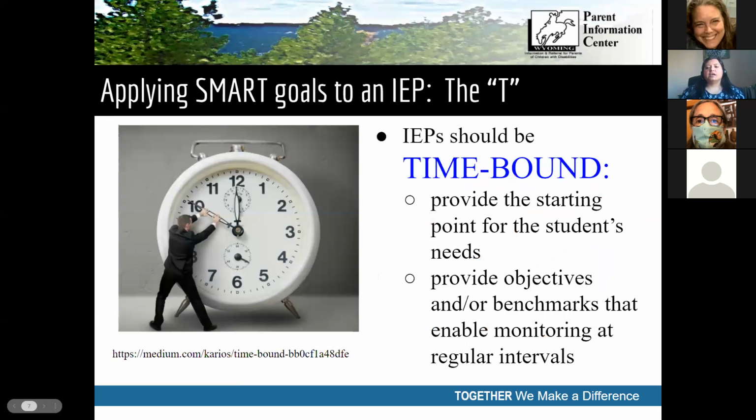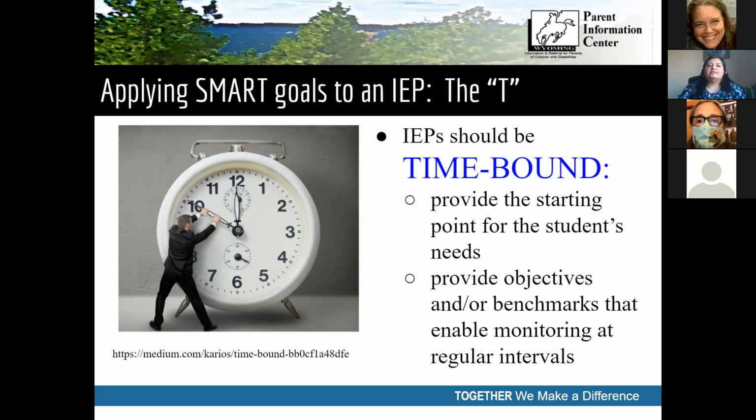IEP goals should always be time bound. Most of them state "by the end of this IEP year," or they give the date of the IEP that was written and make it for the next year. But you also want them to give a starting point of where the student is now. A lot of times I see IEPs that say baseline. This is where the kiddo is right now. This is the baseline, and this is where we're going, and this is where we're going to go next.